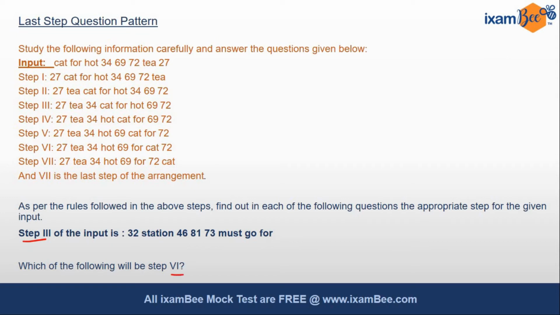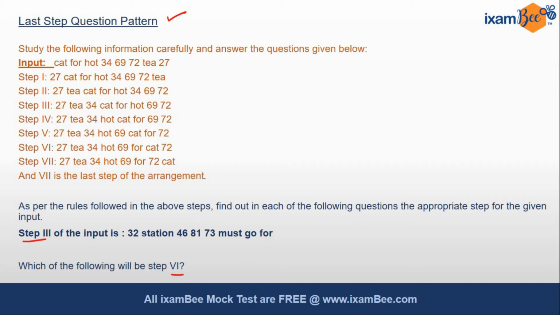Now one thing you have to remember, friends: in our last step question pattern, we cannot go backward. So had it been asked what the input was or what the first step of the input would be, we could not have marked our answer. We could have simply said cannot be determined, since we cannot go backward in our last step question pattern, but we definitely can go forward. Whereas in our so on pattern, we can go backward as well as forward. We'll see that example as well. So step 3 is given.